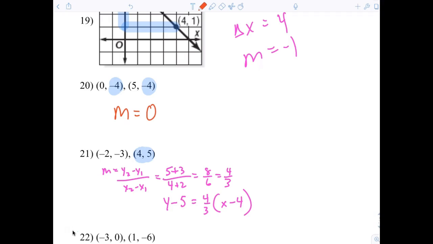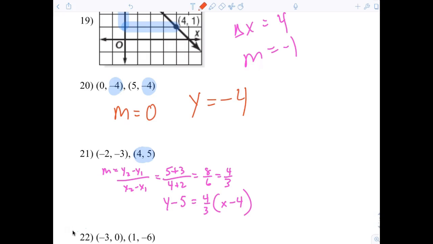Y equals 0x minus 4. Or we could just say y equals what? -4. You with me? Y equals -4. Because both y values are the same, therefore it has to be y equals -4. Now, if you didn't see that, make yourself a little note there.